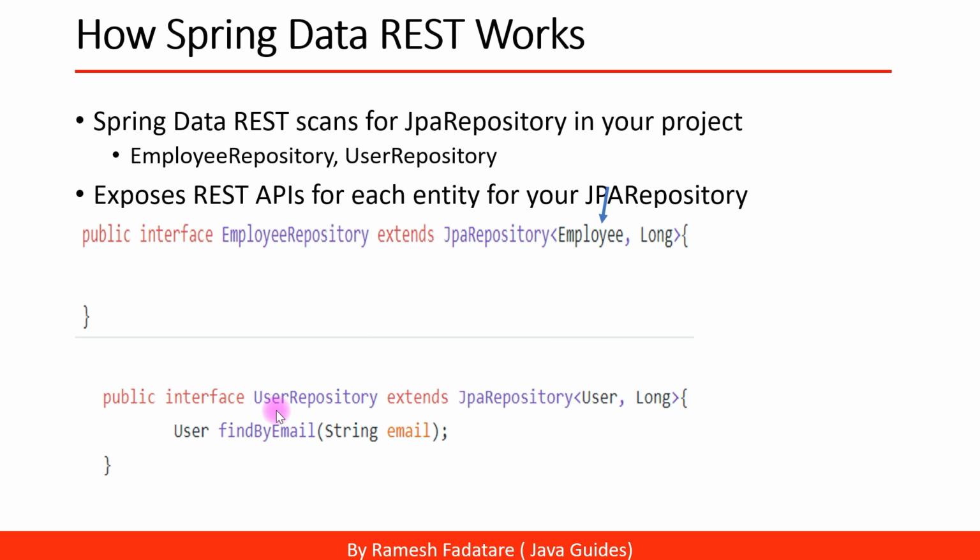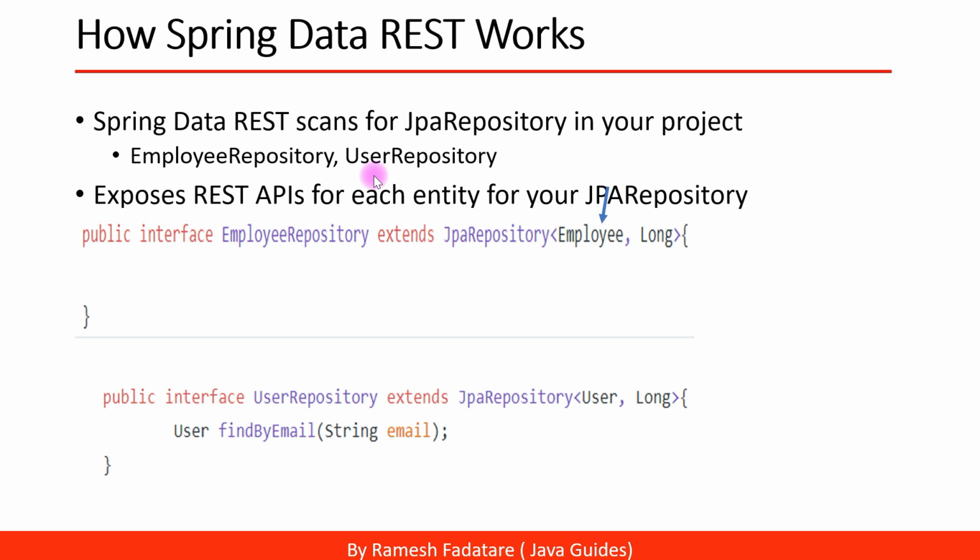Okay, when we create a user repository which extends JPA repository, and we pass the user entity as an argument to the JPA repository, the Spring Data REST module scans the user repository, and based on the entity type, that is user, it will create REST APIs. Okay, so this is how Spring Data REST works.